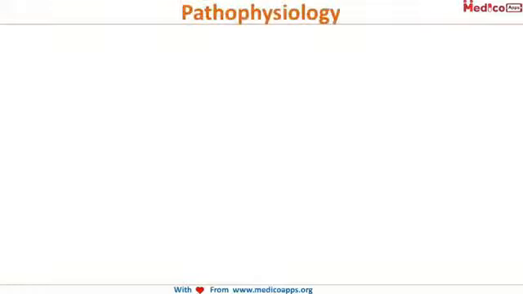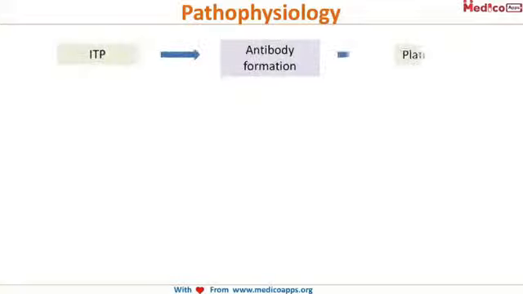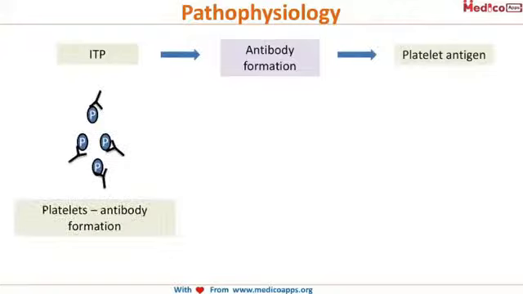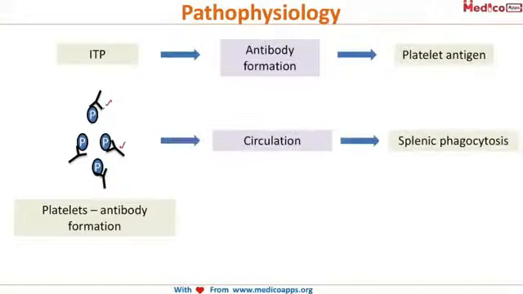Now that we have discussed the subtypes of ITP, let us discuss the pathophysiology associated with this condition. In ITP, there will be antibody formation against the platelet antigen, like you can see in the picture. When these platelets combined with antibody are released into circulation, splenic phagocytosis will take place. So the main pathophysiology associated with ITP is antibody formation against the platelet antigens, and when the platelets associated with antibody are released into circulation, splenic phagocytosis will take place.